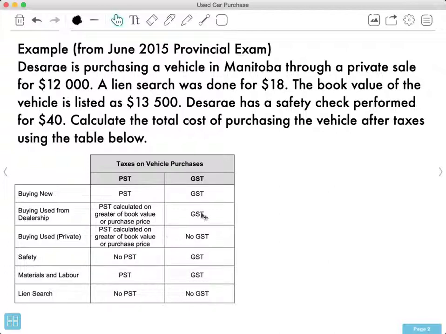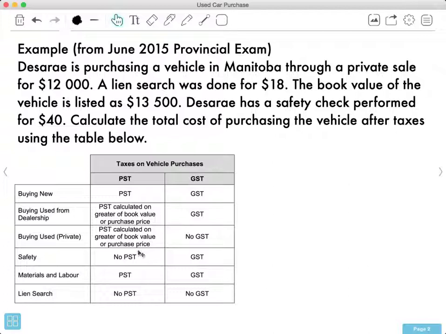What this table is showing is when certain taxes are charged when you're buying a vehicle. So if you buy a brand new vehicle, you pay both taxes. If you're buying a used vehicle from a dealership, you pay PST on the greater of the book value or the purchase price, and I'll talk about that when we get to the example, and you pay GST if you're buying from a dealership.